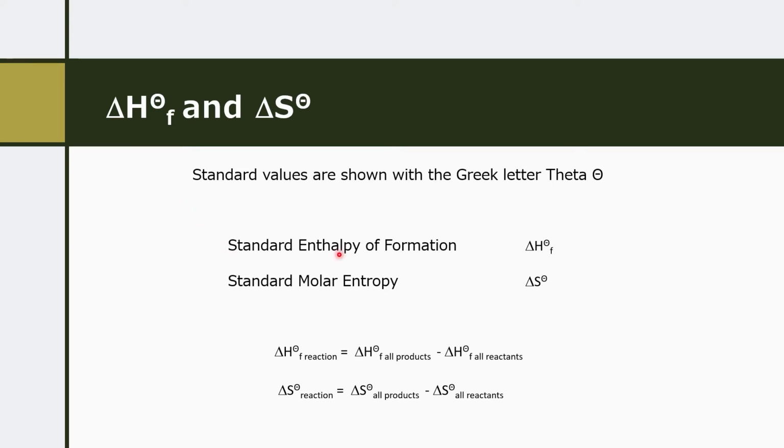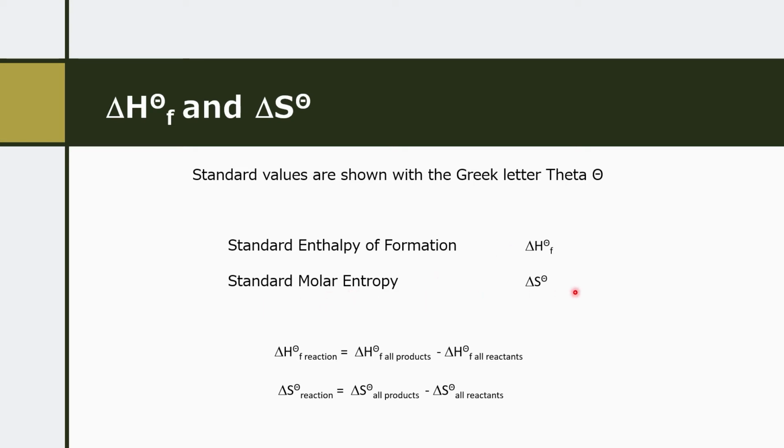So the first one here is our standard enthalpy of formation. We've actually learned about this already when we were looking at our Hess's law concepts. The enthalpy of formation is defined as the energy required to form a compound from its elemental components. So we can use these standard values in calculations to find the delta H of reaction.